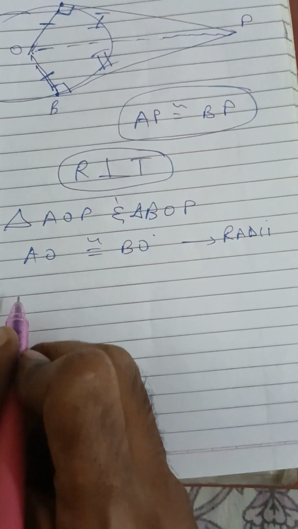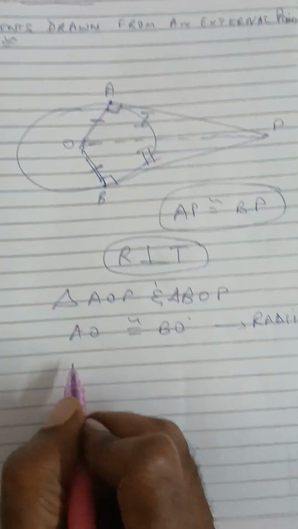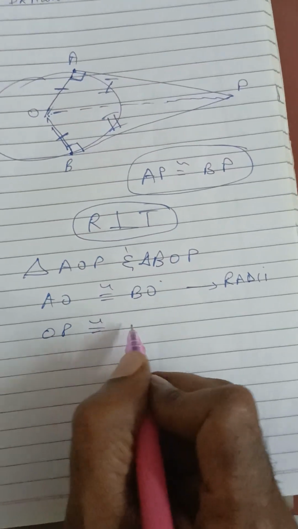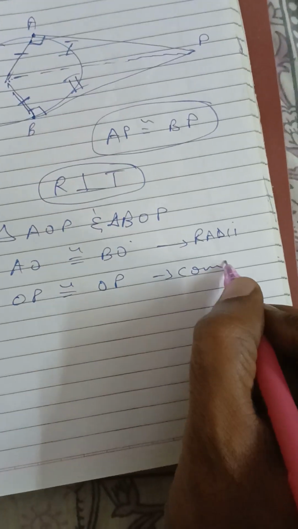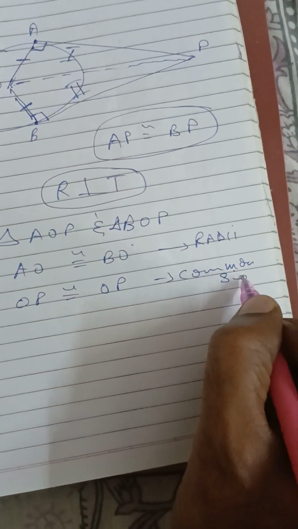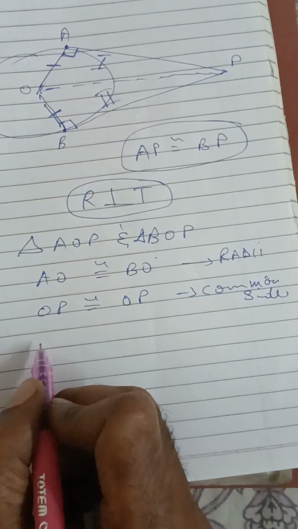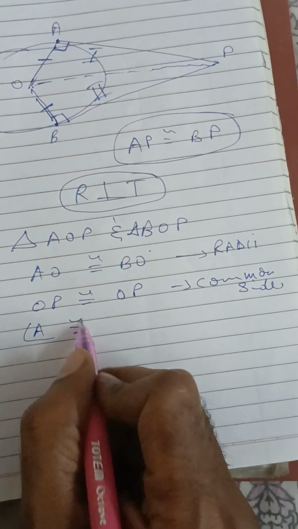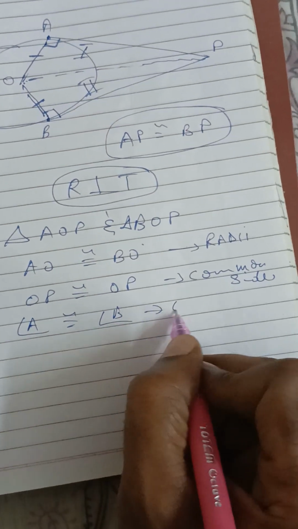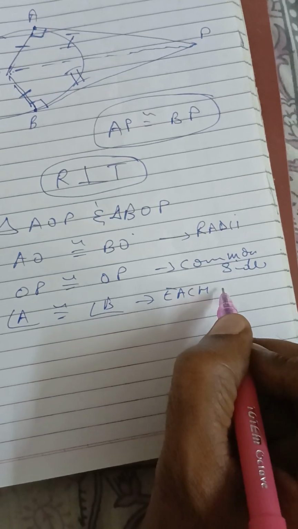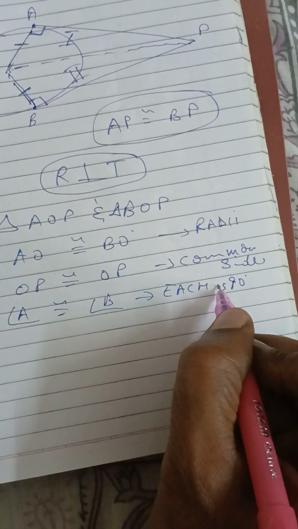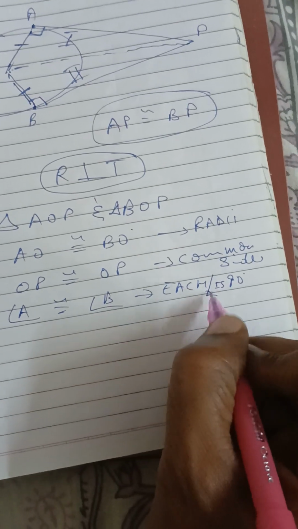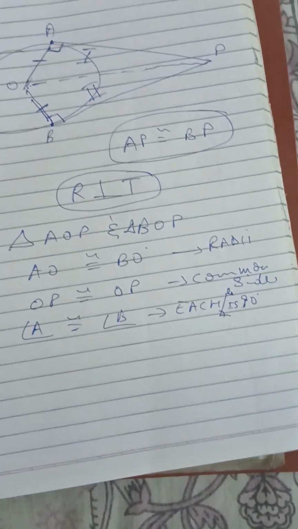Next, I can say OP is congruent to OP, common side. Angle A congruent to angle B, each is 90 degrees.